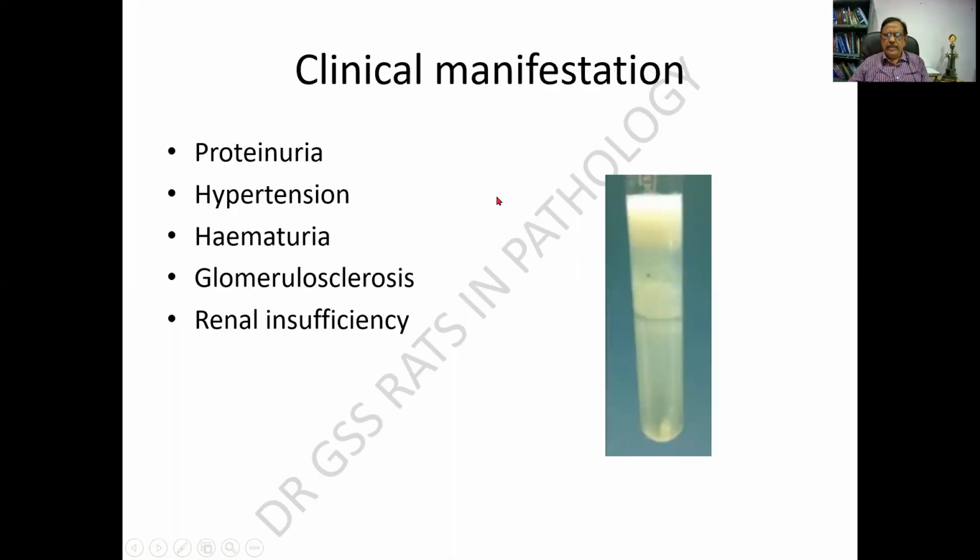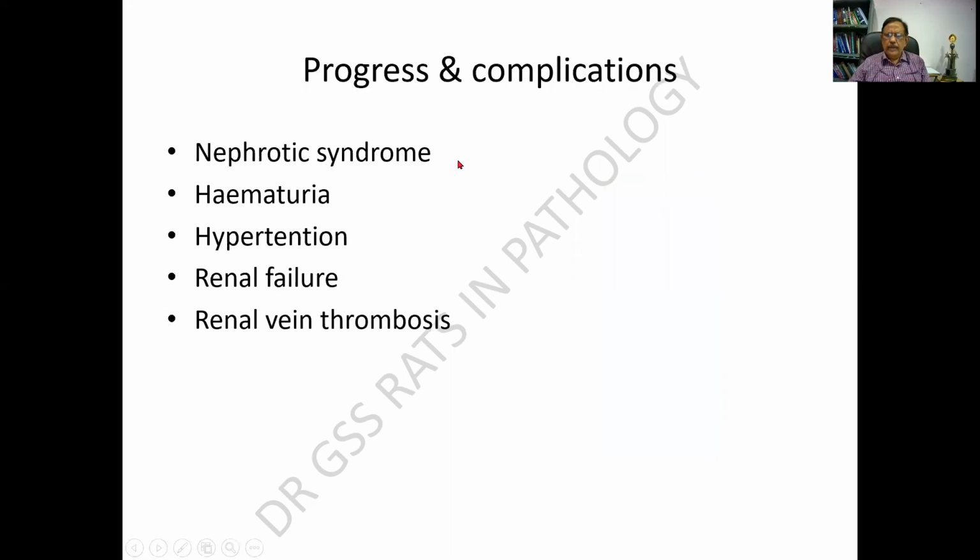And what will be the manifestation of this disease? There is a proteinuria. Massive proteinuria, that is a component of nephrotic syndrome. Hypertension, hematuria, glomerulosclerosis or fibrosis, and later on renal insufficiency. The complications will be nephrotic syndrome as it is, hematuria, hypertension, renal failure, renal vein thrombosis. This is one of the important manifestations in a nephrotic syndrome.